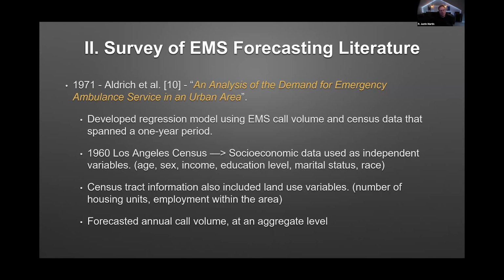variables that influence demand. Who's more likely to call for ambulance services versus someone who may not be. They also looked at some land use variables and they were just trying to put everything out on the table to see what might be useful to forecasting annual call volume at an aggregate level. And so that's when I talk about granularity. This is very big picture, just looking at an annual basis.